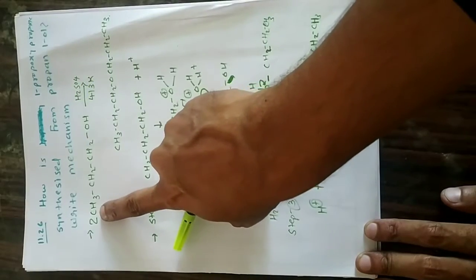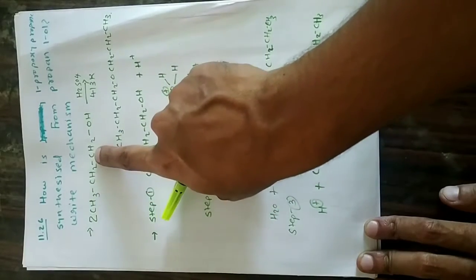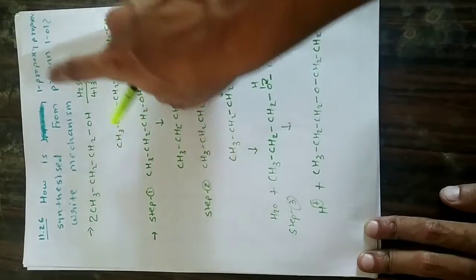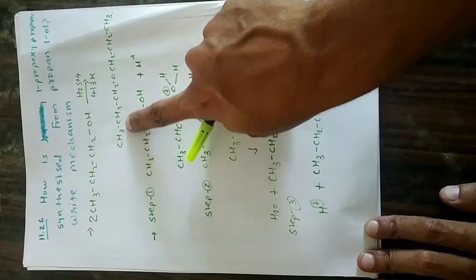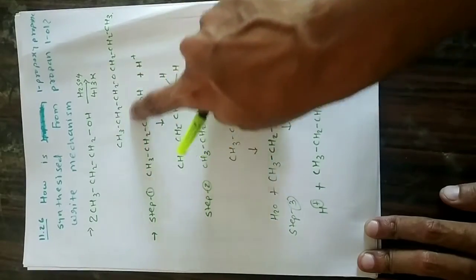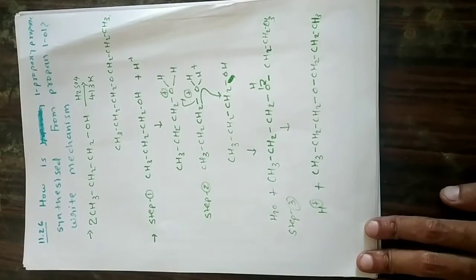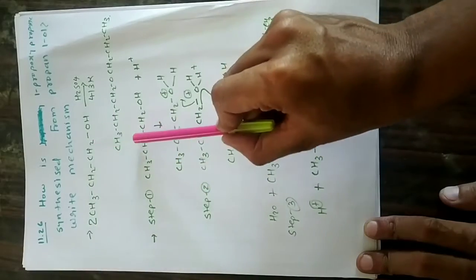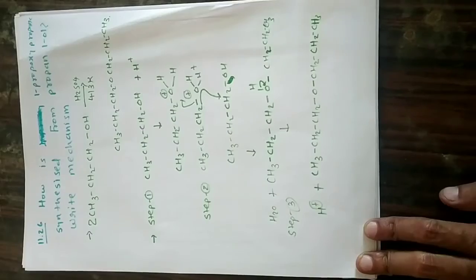You can see this one is our starting material, propan-1-ol. 1, 2, 3 carbons are there, and an alcohol group. Our ending material is 1-propoxypropane. Now you can see in the starting material we have 3 carbons, and in the product we have 6 carbons. So what do we have to do? We have to double the carbon here.